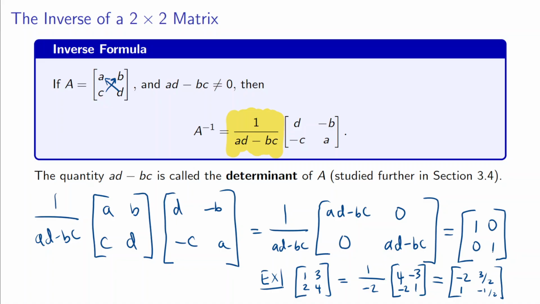But besides maybe being a little bit faster for actually doing the computation, a big takeaway for this formula is this 1 over ad minus bc thing, right? It gives us a little bit of insight as to why that particular quantity, ad minus bc, not equaling 0, is really important in deciding whether or not our matrix is invertible. And it will also give us some insight when we move into section 3.4 and explore determinants a little bit more.